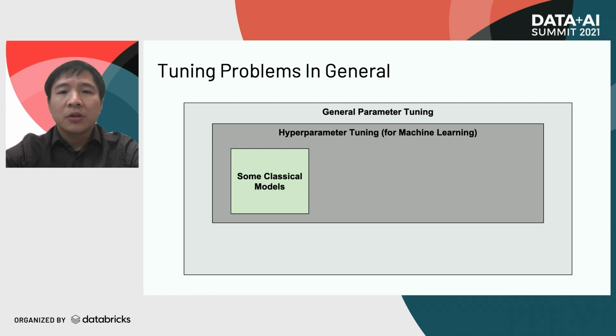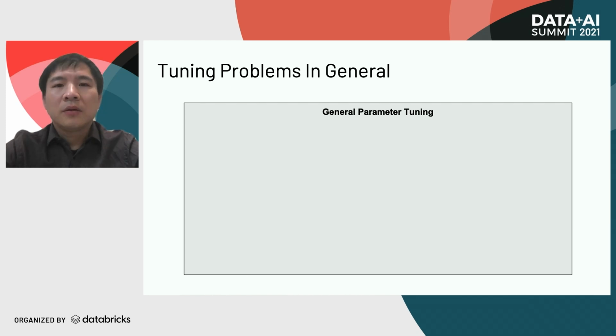Inside machine learning, we have classical models and deep learning models. Both need tuning.